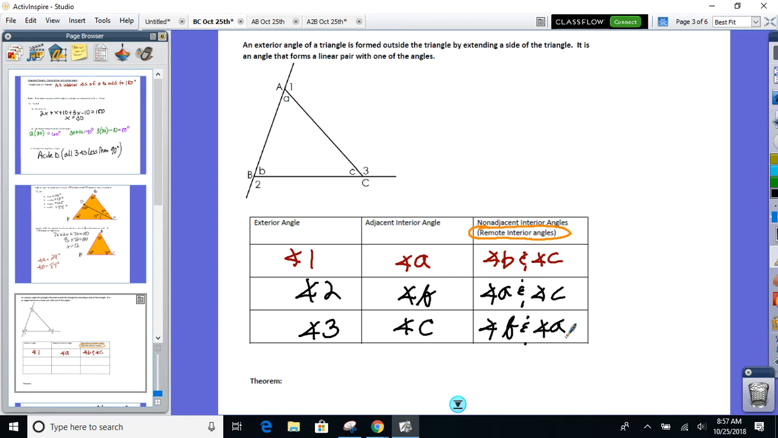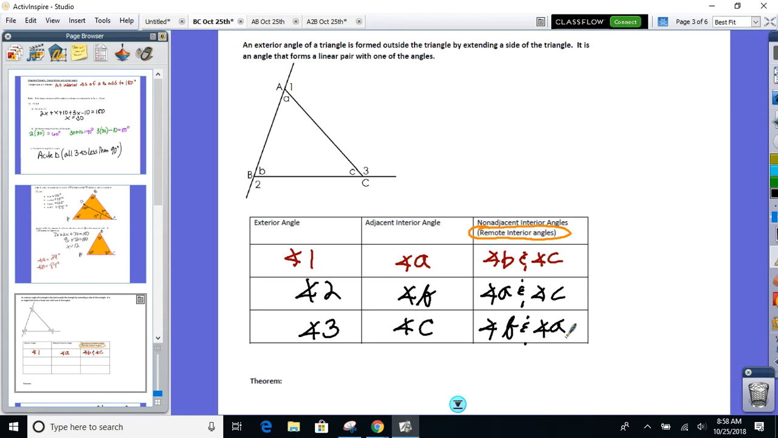50. How can I get 50 here? 30 and 20. How can I get 160? 78 and 82. How do I get 100? 56 plus 44. So what you're telling me is the following. An exterior angle is always equal to the two, what are we calling these? Remote interior angles added up. Everyone agree? And that will always be the case. Any exterior angle will always be equal to the sum of the two remote interior angles.